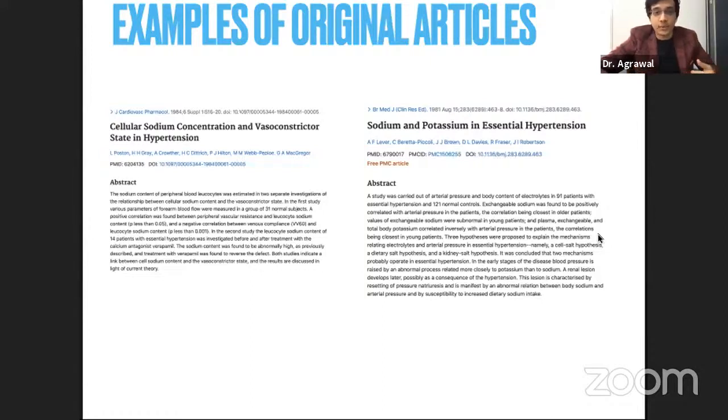Again, the sodium hypertension example: cellular sodium concentration at vasoconstrictor state in hypertension, and sodium and potassium in central hypertension. These are two experimental studies that were done back in 1984 and 1981. I've not particularly gone through these research articles, but they essentially had a hypothesis as to whether sodium and potassium are involved in essential hypertension or not. They went on to study 121 controls and 91 patients to see whether it affected them or not. This is an example of an original article where you set out with a hypothesis and try to answer that hypothesis.